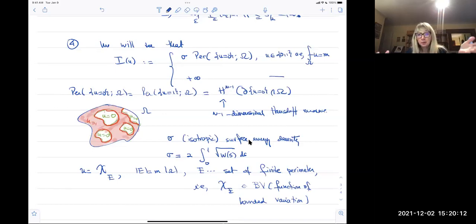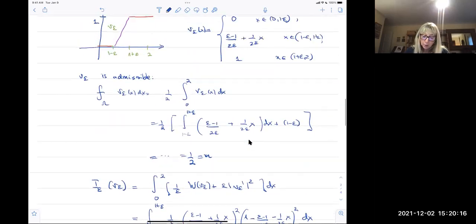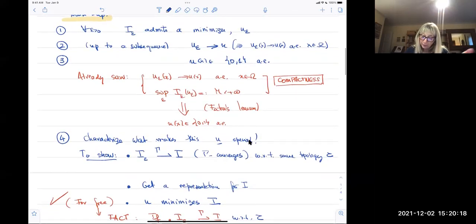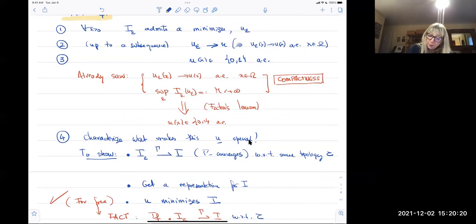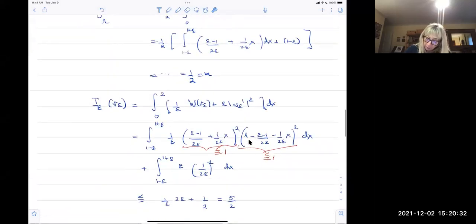Okay, I keep talking about gamma convergence. I didn't tell you what it is, right? So that is part of 4, because in 4, we have to show that there's a convergence in the sense of gamma convergence. So I have to first tell you what I mean by gamma convergence. So let's have a very short crash course on gamma convergence.